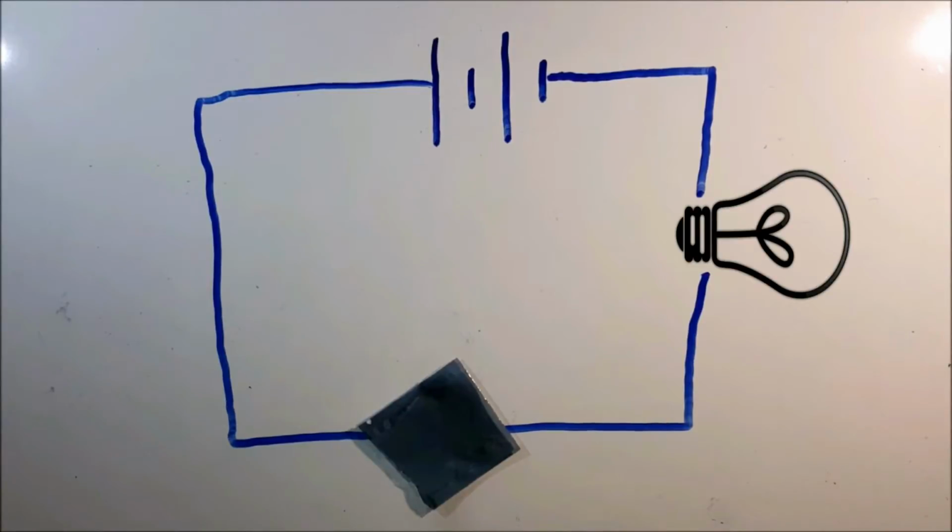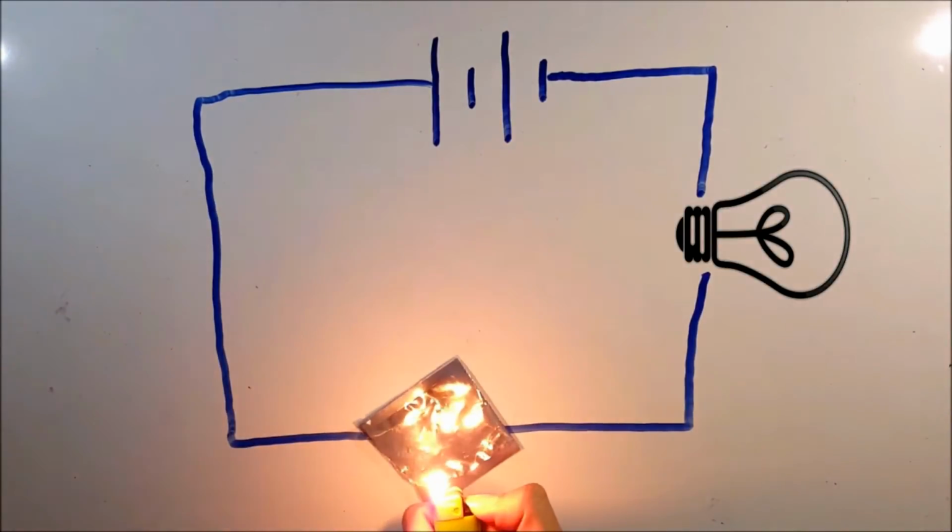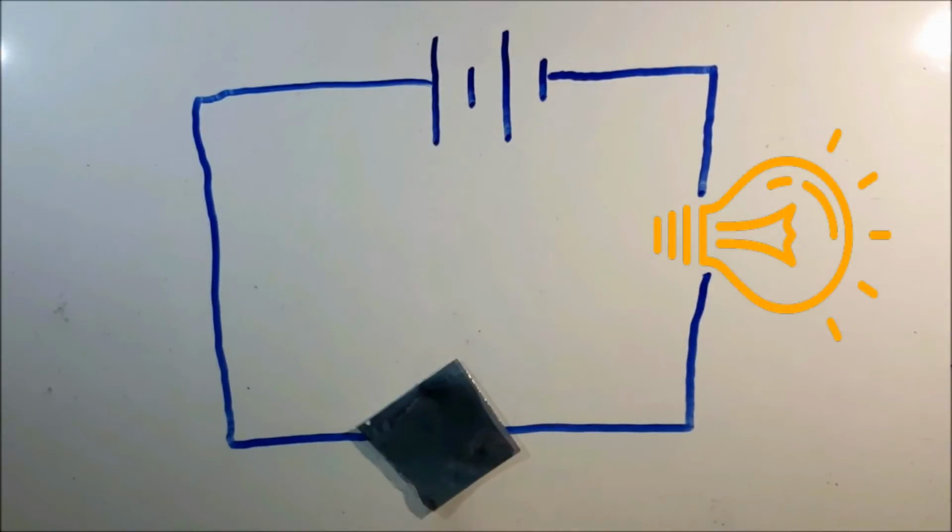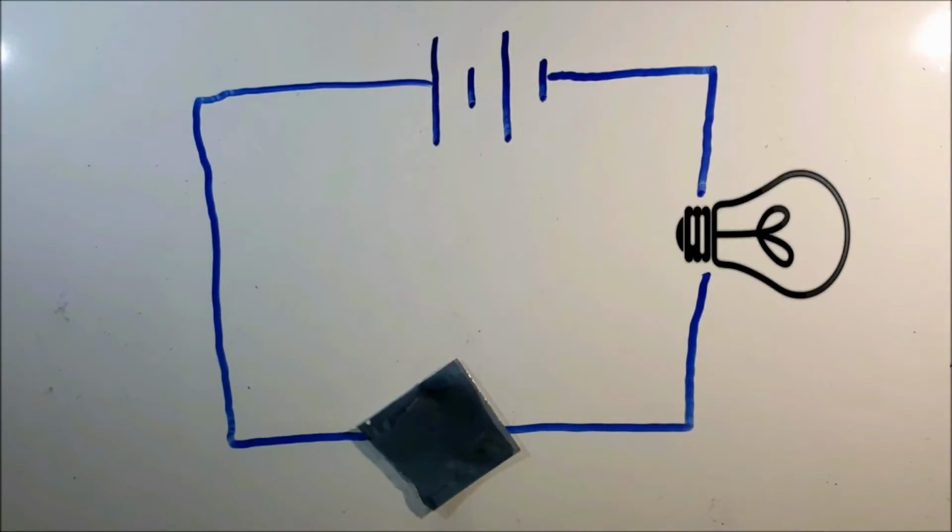But when we heat up the silicon to a certain temperature, the bulb starts to light up. This is because silicon acts as an insulator under room temperature and a conductor when heated up. We call that a semiconductor.